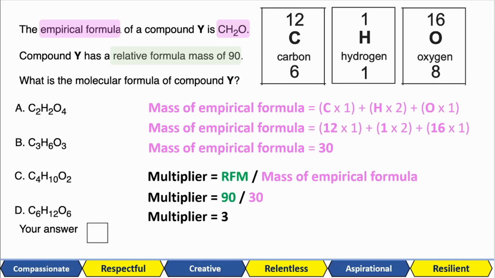That means that we have to multiply every atom in our empirical formula by 3. And when we do that, what do we find? We find that B is actually the correct answer, because that is 3 times each one. So we've got 3 carbons, 6 hydrogens and 3 oxygens, which is exactly 3 times bigger than our empirical formula. And there we go, lesson is done.